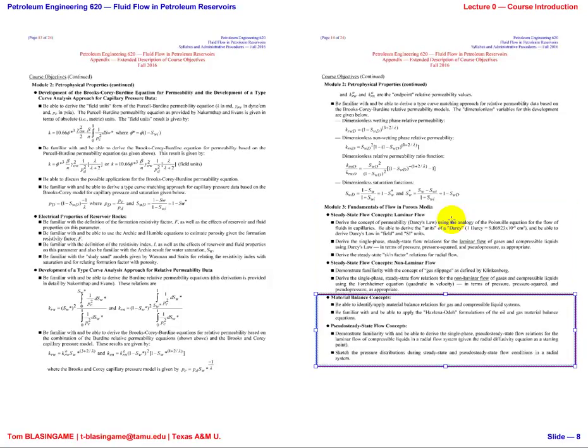So material balance is simply a mass balance on the system. And what we'll do with material balance is just go over the material balance for a dry gas and the material balance for a liquid.